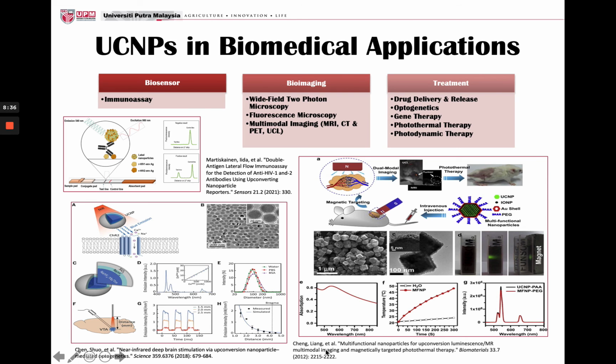This work is done by Chang and co-workers. It used the UCNP for multimodal, as you see here: UCL, upconversion luminescence, and MRI. And they use that for the treatment as well, thermal therapy. And these are the morphology. And for this one, Chen and co-workers used the UCNP, upconversion nanoparticle, for brain stimulation for neurological disease.